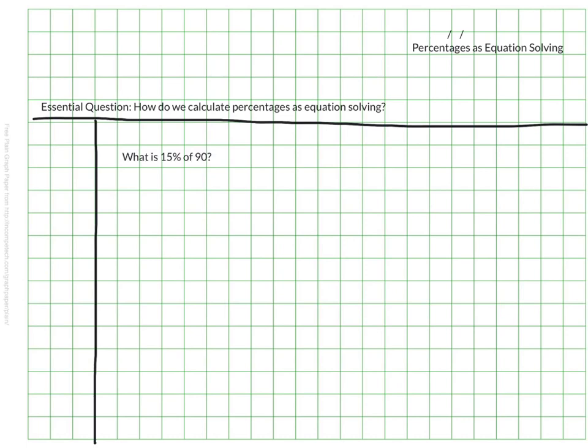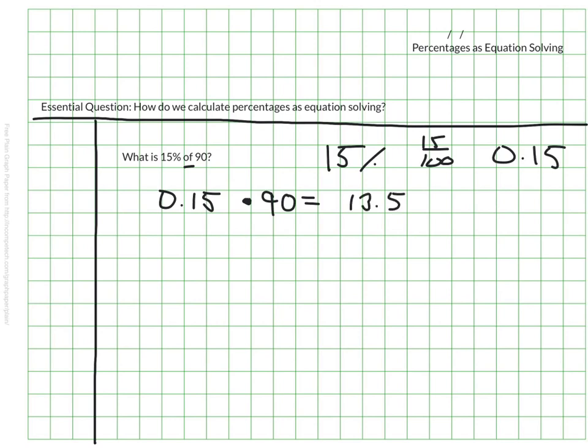By now, we know that when we want to find the percentage of something, we can generally use multiplication as a strategy. So for example, what is 15% of 90? We know that 15% means the same thing as 15 hundredths, and so we can write that as 15 hundredths, and "of" tells us to multiply. And when we do that, we end up with 13 and a half. What we might not realize is that we are setting up and solving an equation.